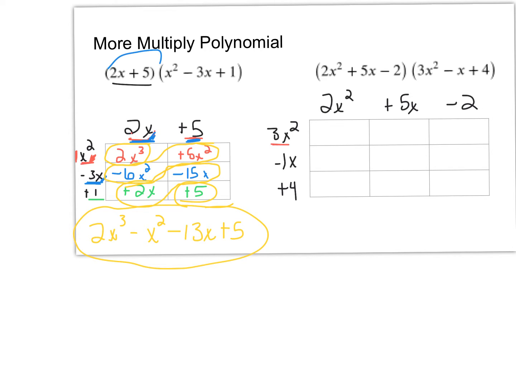All right, so let's start. 3x squared times 2x squared. 3 times 2 is 6. X squared and x squared. I have 2 x's here, 2 x's here. That makes 4. So it's going to be x to the 4th.